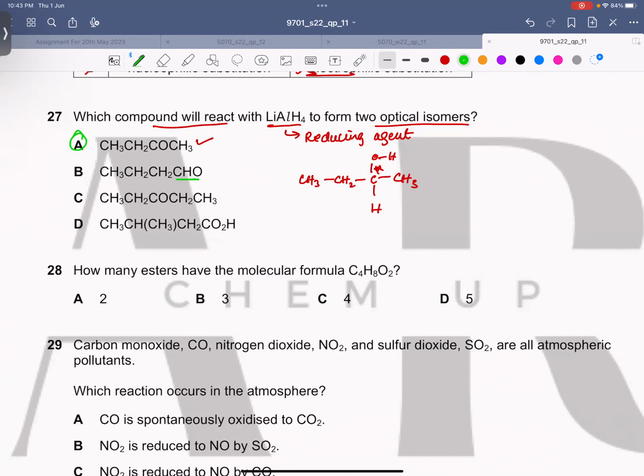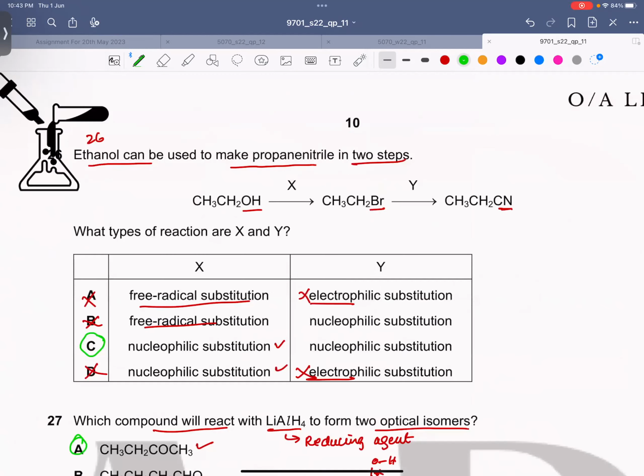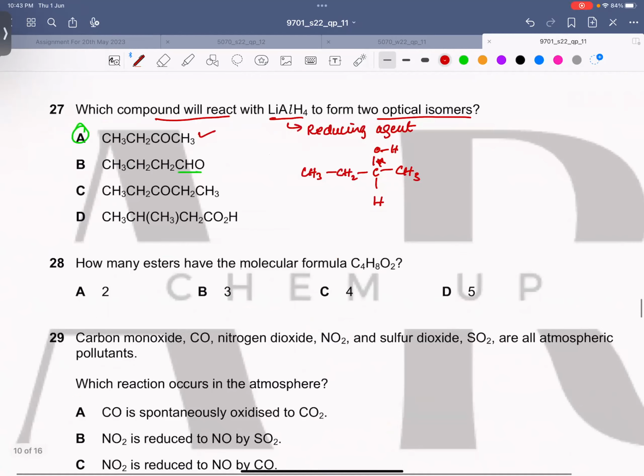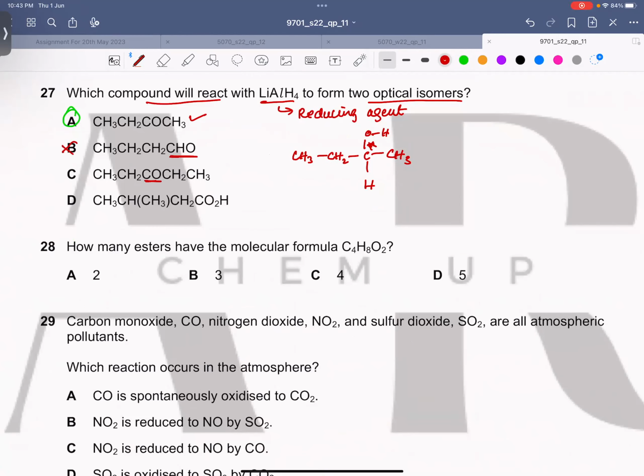Here you are not going to get a chiral center because this aldehyde is terminal. This ketone is symmetrical, so here we are again not going to get a chiral center. And here it's a carboxylic acid, which is reduced to an aldehyde, and the aldehyde has only one position, that is the terminal one. So B, C, and D go wrong, and A is the correct answer.